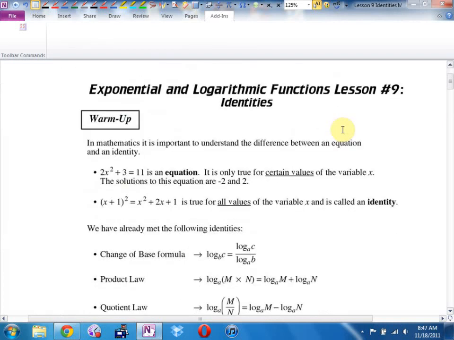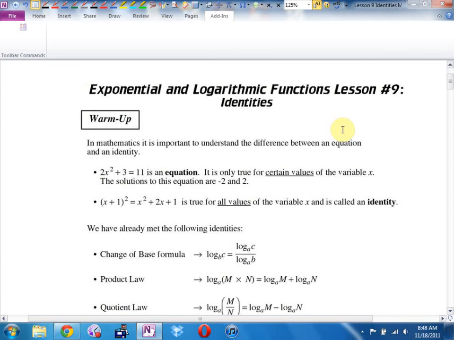Now, I want to preface this. The first part of this lesson, Tyler, isn't going to be on your test. The second half, yes. And I'm going to tell you, though, this concept, the title says identities. The concept of an identity is going to be a major part of trig, a huge part of trig, a phenomenally large part of trig. So I'm showing you the concept of an identity right now to let it kind of percolate.